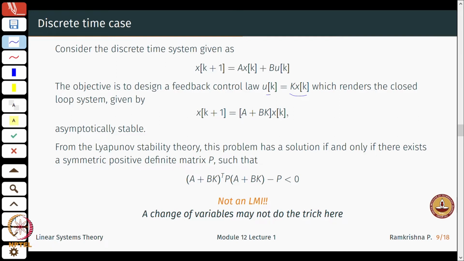Okay, now from the Lyapunov stability theory, what I know is that this problem has a solution if and only if there exists a symmetric and positive definite P such that this inequality holds. And again, this is not an LMI because I have these cross terms here. Not only that, and this should be easy to verify, if I just do a change of variables, that trick may not work here directly. So I may have to look at some other tools that will help me solve problems of this kind.